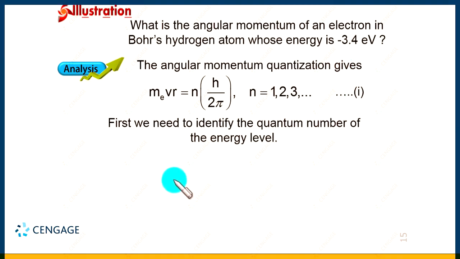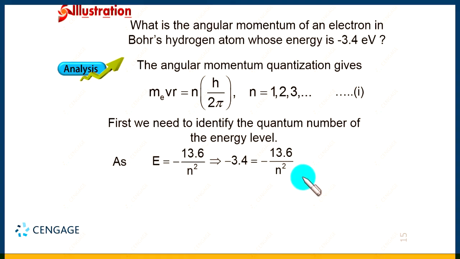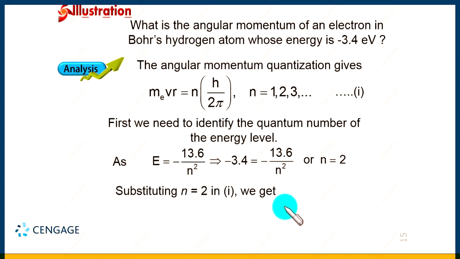So we can write this relation, that is E equal to minus 13.6 divided by n square, and here total energy is given as minus 3.4 electron volt. Here minus minus will get cancelled, we can get the value of n square equal to 4, and that means n equal to 2. Now we can substitute the value of n in this formula, that is 2h divided by 2 pi, and 2 and 2 will get cancelled, right? And here we get the result h divided by pi. This is the angular momentum corresponding to this energy, that is minus 13.6 electron volt, okay?